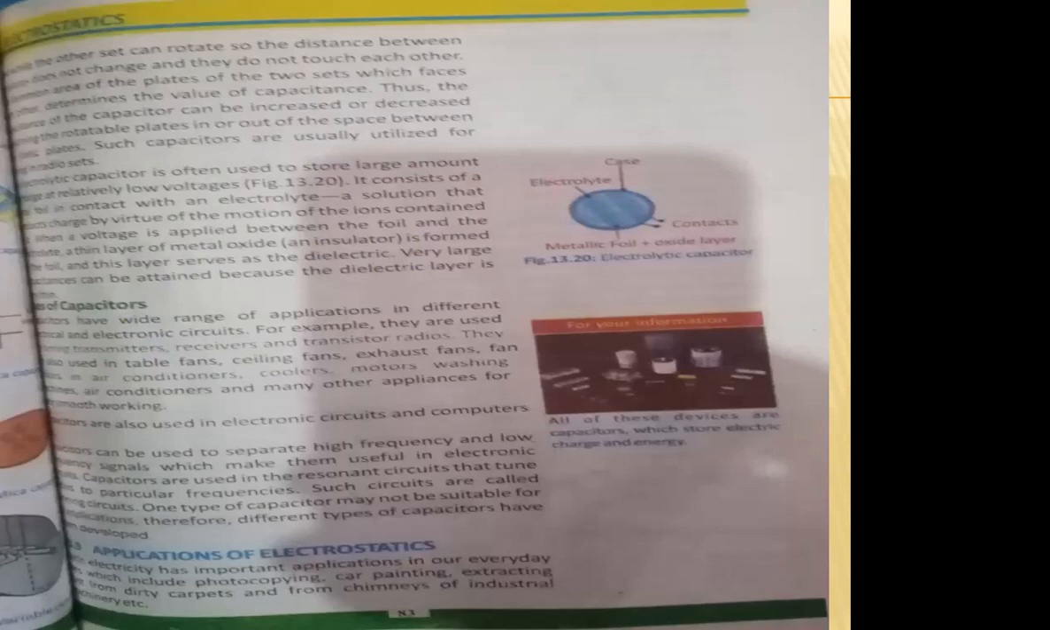But in a mica capacitor we use a different type of dielectric between the plates, a thin mica sheet. That's why it is called a mica capacitor. Mica is very fragile, meaning it can easily break, like a mirror. So it is enclosed in a plastic case or the case of some insulator.